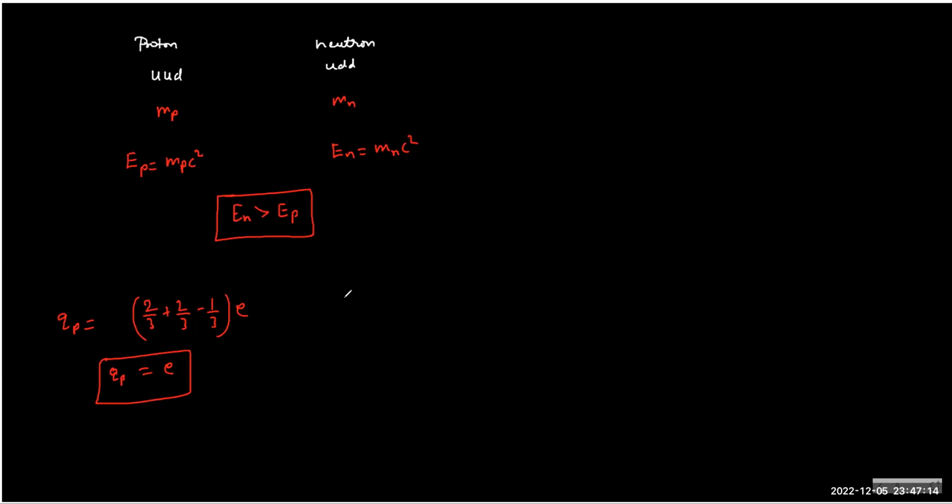The answer is the net charge is neutral, but the neutron is not a neutral particle. It is having some charge. So the charge on the neutron is 2/3 minus 1/3 minus 1/3. The net is 0, isn't it? Yes, sir. But it is having charge. I'm saying it is not completely without charge. The reason is the net is 0.